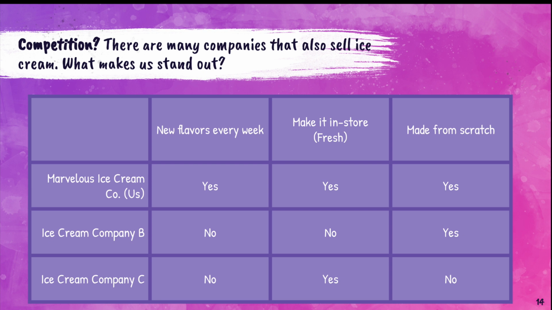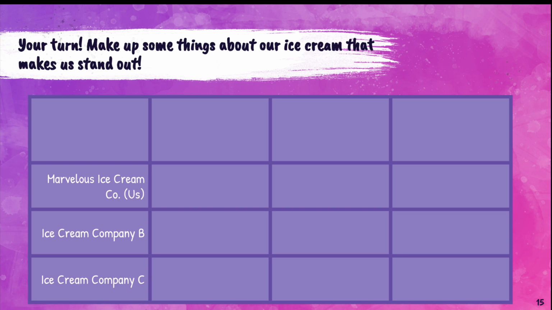For example, in the category New Flavors every week, none of the other companies we are comparing ourselves to have that special factor. You can do the same for other factors as well. Now, give it a try. Try to create a chart by making up some unique factors of our ice cream that the other companies might not have. Pause the video and remember to be creative.